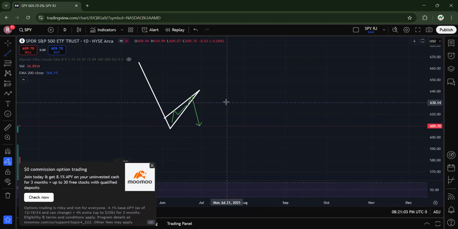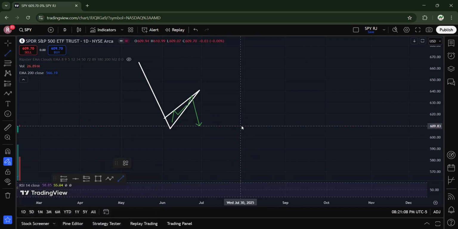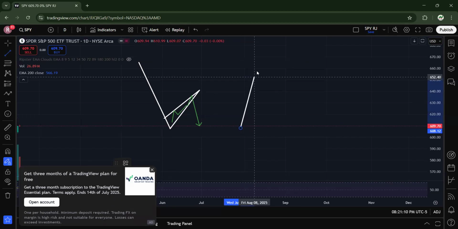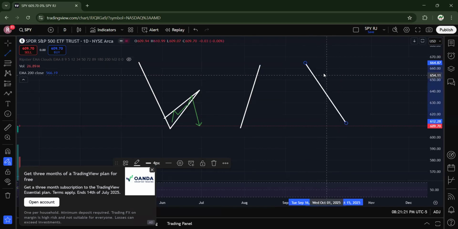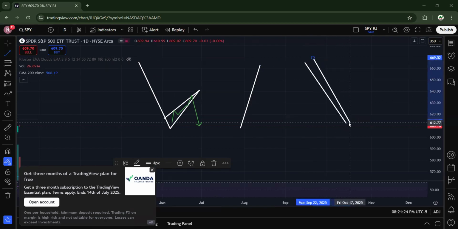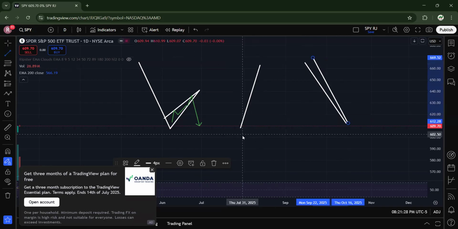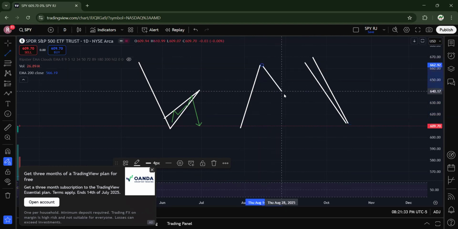Now, the falling wedge looks a little something like this most of the time. You can have a falling wedge that has come from the bottom that will look a little something like this, but most of the time I like to play falling wedges that have already had a nice run up, and it will look a little something like this right here.